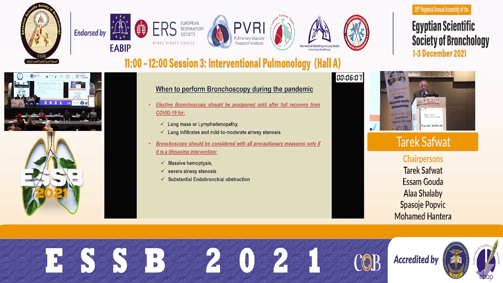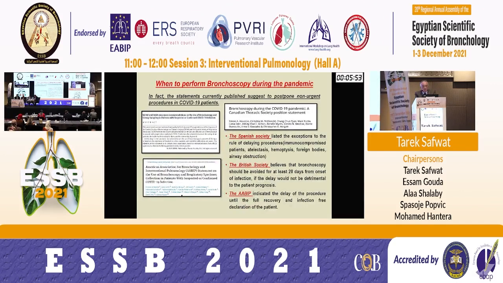However, a life-threatening or life-saving intervention should be performed in case of massive hemoptysis, if you have severe airway stenosis or an endobronchial obstruction. This is an urgent indication for bronchoscopy. And these were the societies which listed the indication for bronchoscopy during the pandemic. The Spanish Society listed the exceptions to the rule of delaying procedures: immunocompromised patients, atelectasis, hemoptysis, foreign bodies, airway obstruction. These are the candidates to perform bronchoscopy.